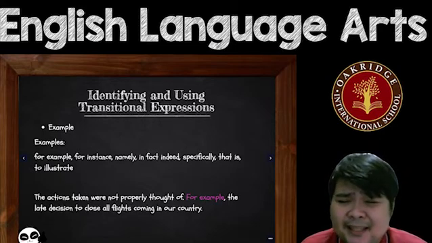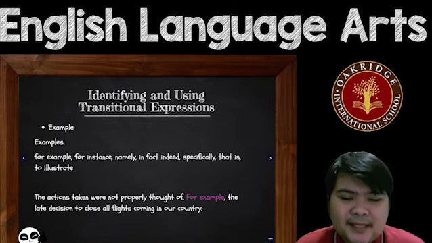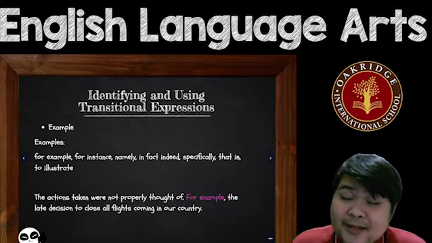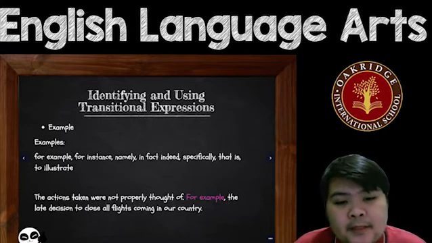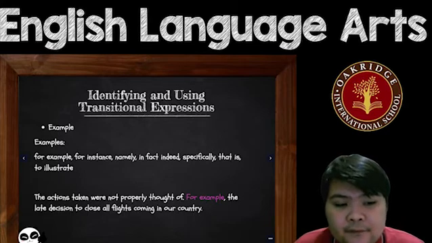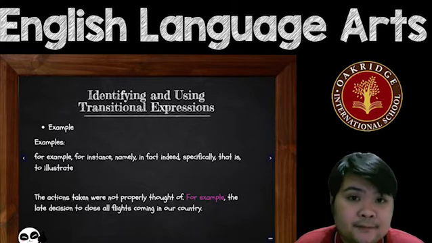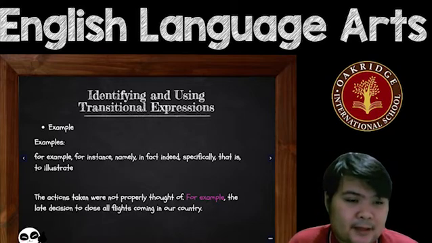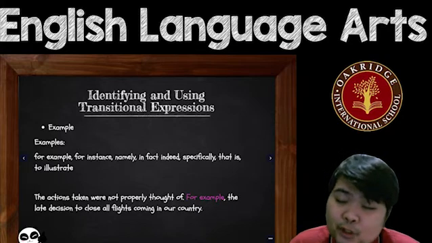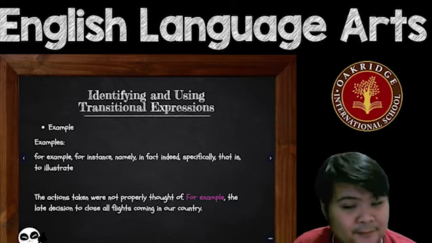Sometimes people might not understand. Oh, okay, that's an example, or oh, okay, that's just an illustration. So basically, use this to show that you are saying an example already. Example: the actions taken were not properly thought of. For example, the late decision to close all flights coming in our country. Right? For example, you use these again to show that you are giving out an example. All right?